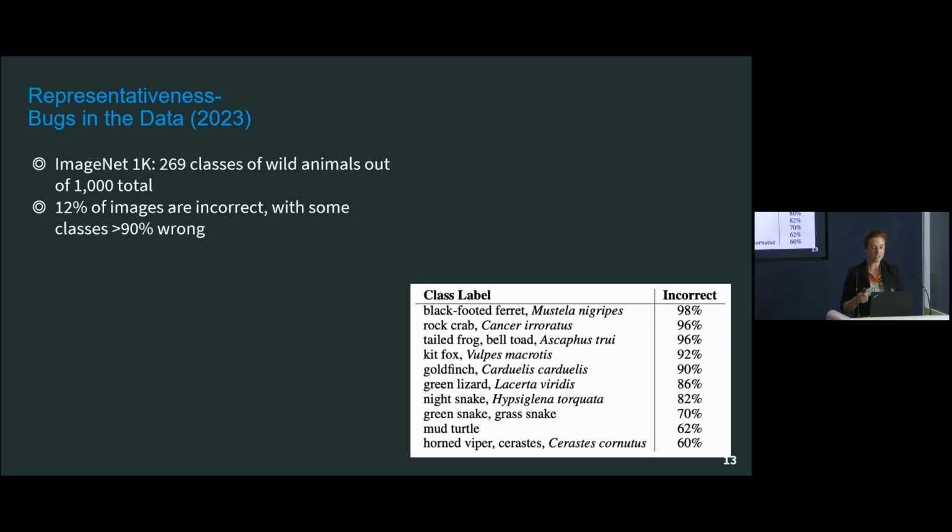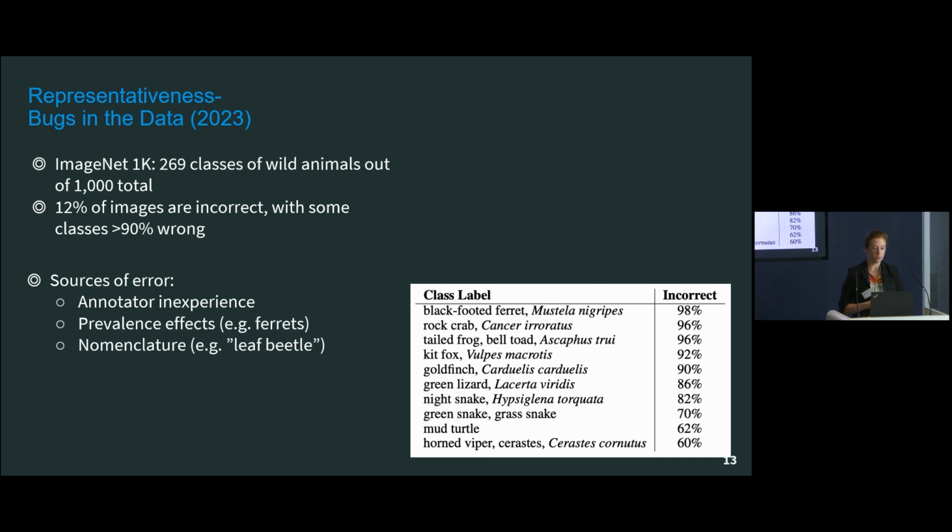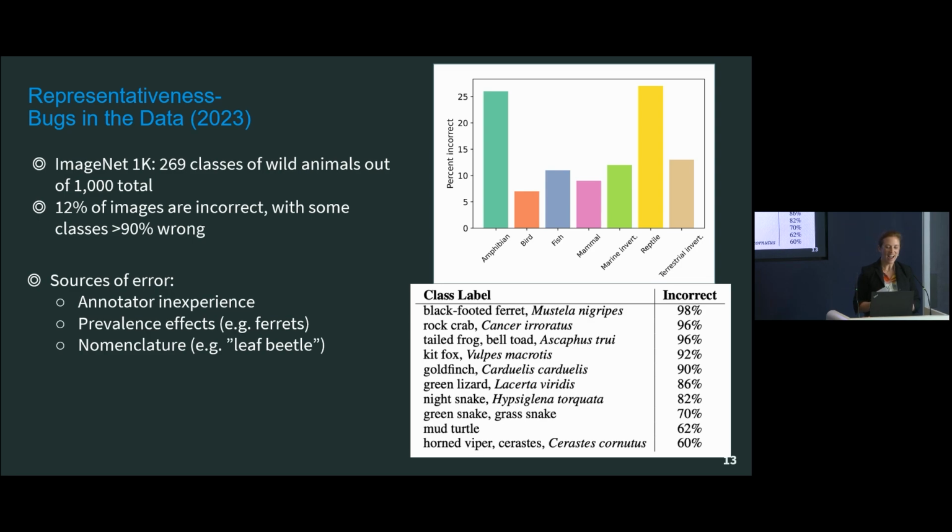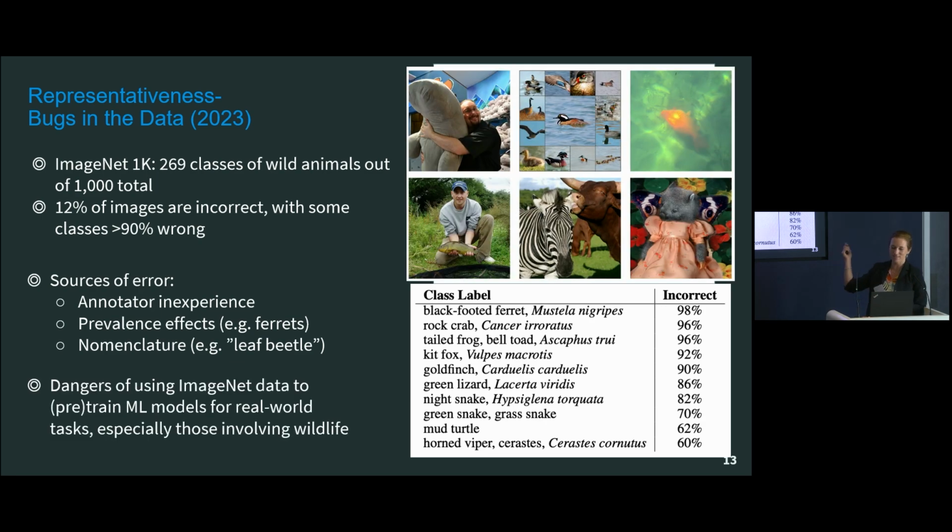It was really interesting because this is the gold standard data set that's been used for 10 years now. And the sources of error are everything from inexperience of annotators, to prevalence effects, to the fact that leaf beetle is not a beetle on a leaf, it's an actual type of beetle. Depending on the categories, the percentage of incorrectness was less or more, but essentially all these domain experts were like, and you guys consider this to be the gold standard? This is embarrassing. And these are the kinds of images that we found.